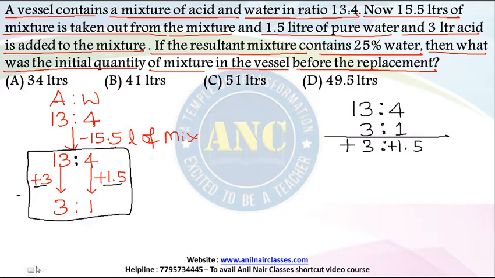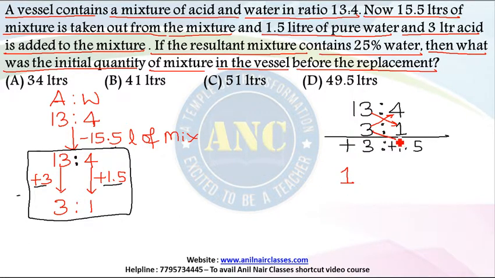Now I told you please use cross multiplication technique. What is that cross multiplication technique? 13 into 1 is 13. 3 into 4 is 12. Subtract it. 13 minus 12 is 1. So it is giving me 1.